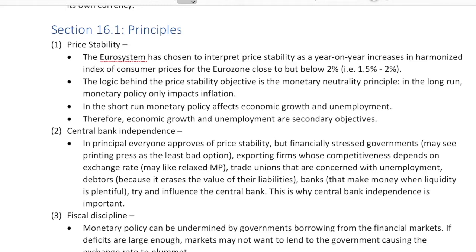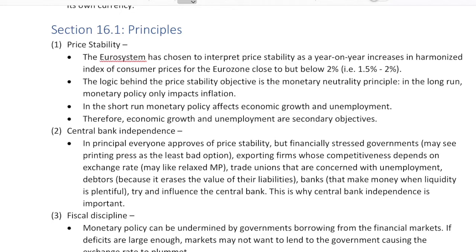So the technical language in the Maastricht Treaty and in the formation of the European Monetary Union reads, The primary objective of the ESCB shall be to maintain price stability. Without prejudice to that objective, it shall support the general economic policies in the Union in order to contribute to the achievement of the latter's objective. Okay, so that's the official language. As you can see, it doesn't talk about any specific percentages, but it is interpreted as approximately 2%. So why do we need price stability?